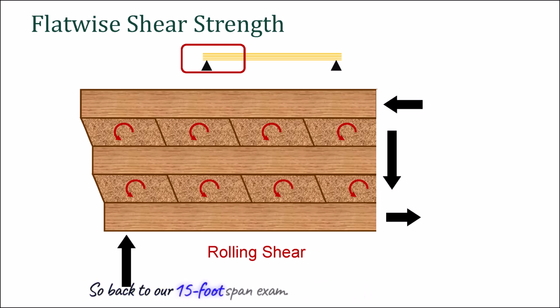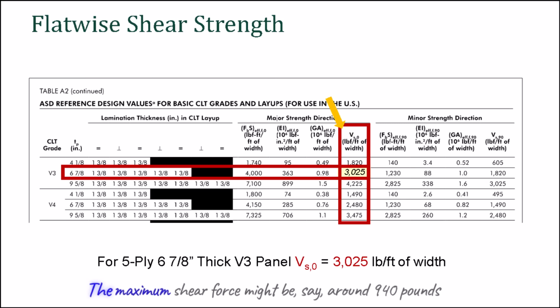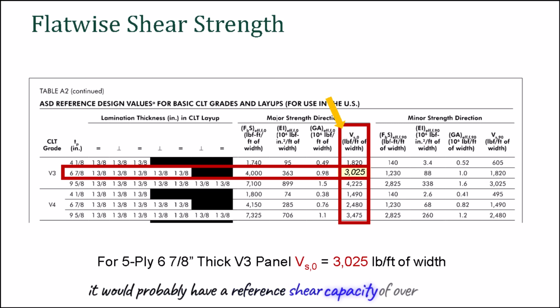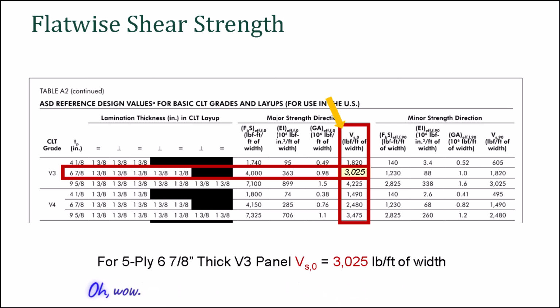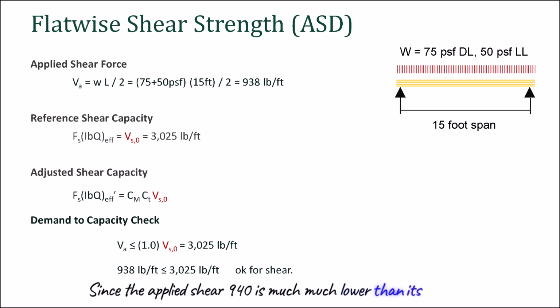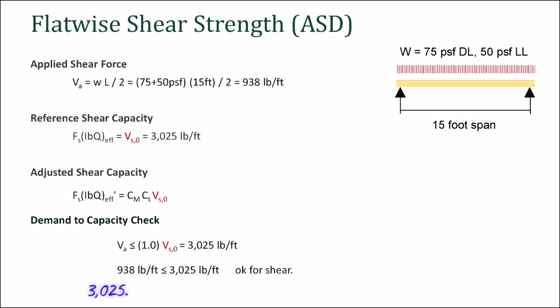So back to our 15-foot span example. The maximum shear force might be, say, around 940 pounds per foot. Now, our typical 5-ply CLT panel, the one we're using, would probably have a reference shear capacity of over 3,000 pounds per foot, maybe like 3,025. Oh, wow. That's a huge difference. It is. Since the applied shear, 940, is much, much lower than its capacity, 3,025, it's well within safe limits. There's a big margin there.